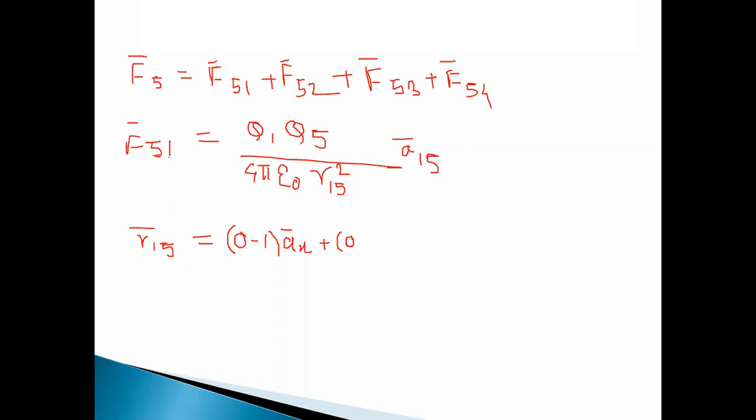Second, 0 minus 0 into A bar Y. And third is 1 minus 0 into unit vector A bar Z. Okay, so this R bar 15 is equal to minus A bar X plus A bar Z.